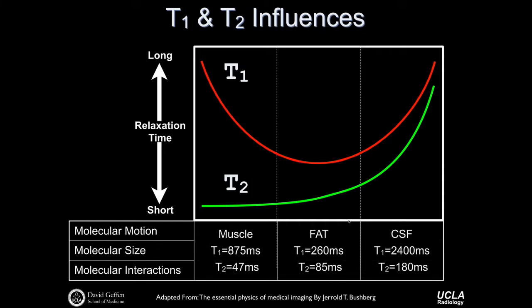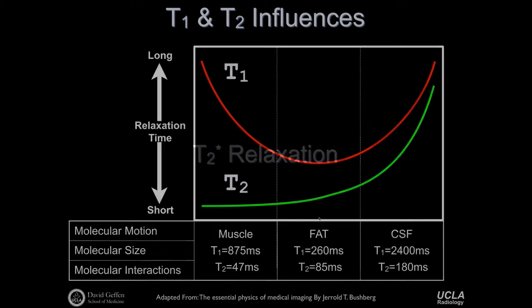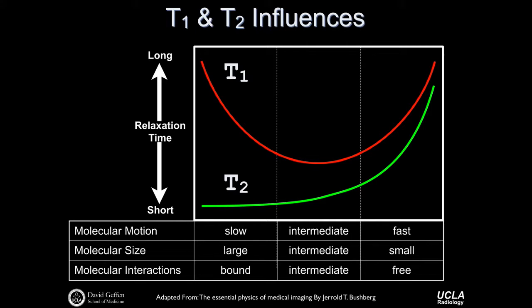If we look at this intermediate case here of fat, we can identify that it has a short T1, so low T1, and an intermediate T2, so it's on the rising edge of this T2 curve, if you will. And so fats, we understand, have intermediate molecular motion, intermediate molecular size, they're short CH2 groups, and intermediate molecular interactions relative to, say, other soft tissues or solids or fluids.